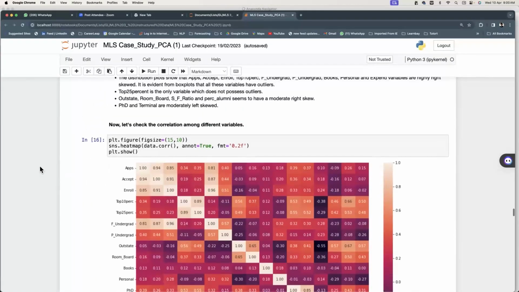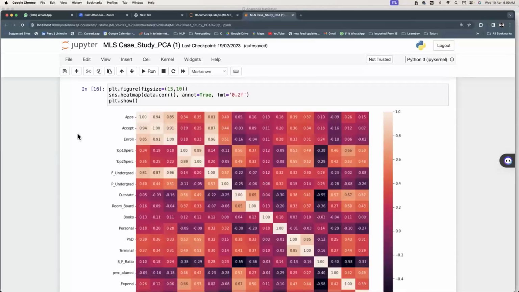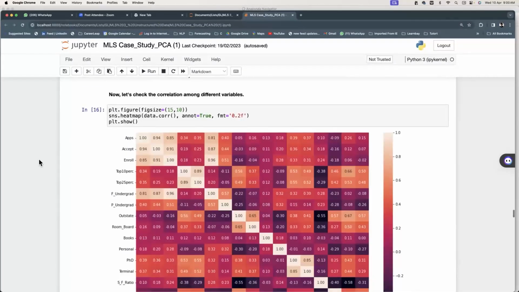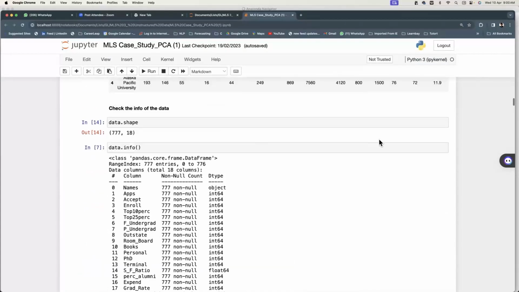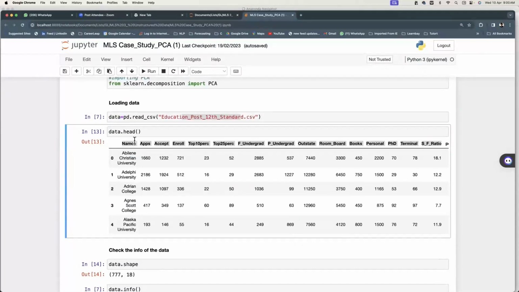Now, one important thing here: you have these features. Can you tell me, will there be any correlation between these features? Definitely. What could be the features which are highly correlated? Top 10% and top 25%. Yes, very good. Definitely, that will be correlated for sure, because the top 10% is within the top 25%, right?